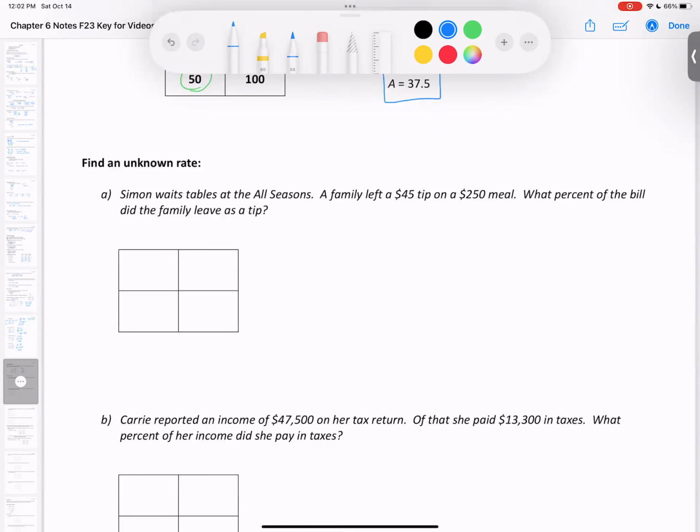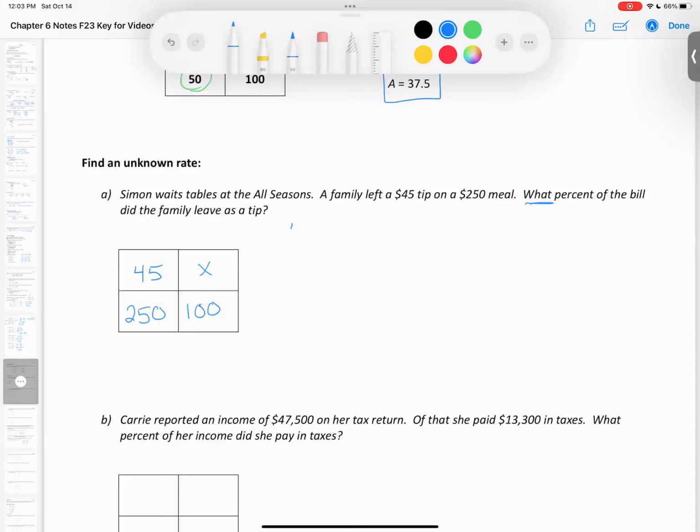Okay, let's look at this next one. Simon waits tables at the All Seasons, and a family left a $45 tip on a $250 meal. We want to know what percent of the bill the family left as a tip. Let's start by filling out our box. The family left a $45 tip on a $250 meal, so our amount is $45 and our base, our total, is 250. We're looking for what percent, so that's our X, and bottom right is always 100 because it's out of 100.